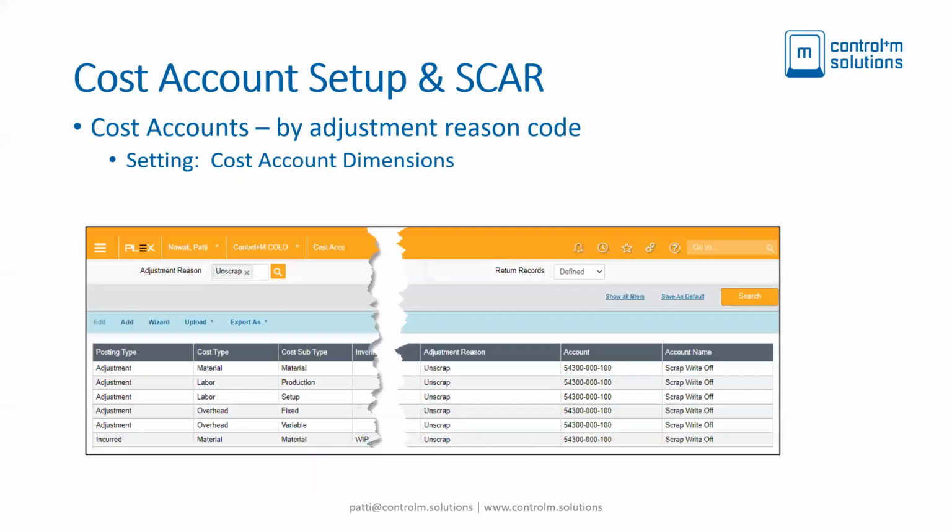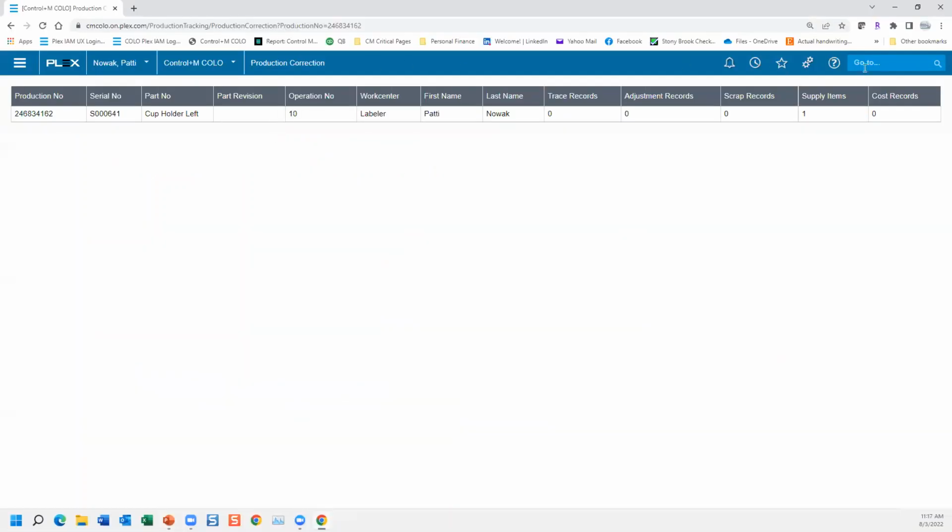To fix this, it's pretty easy to control. We use a setting in Plex called the cost account dimensions. And then we tell Plex, when you have an unscrap reason code for adjustments, instead of just putting it to the inventory adjustment account, you're actually going to offset the scrap account instead. So that's a really terrific option there, easy to set up. I'll show you the setting here in Plex.